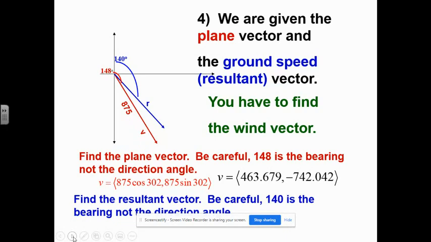It said that the bearing was 140. So again, from north, that's 90 degrees clockwise plus an extra 50 degrees. We need to figure out the direction angle. If we start here at the positive x-axis and rotate counterclockwise, it would be a full circle minus this little 50 degrees, and the direction angle would be 310. And then you get your resultant vector.